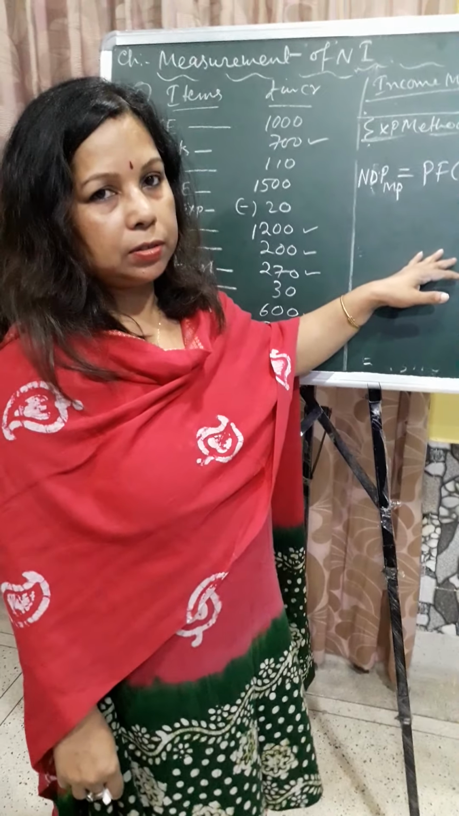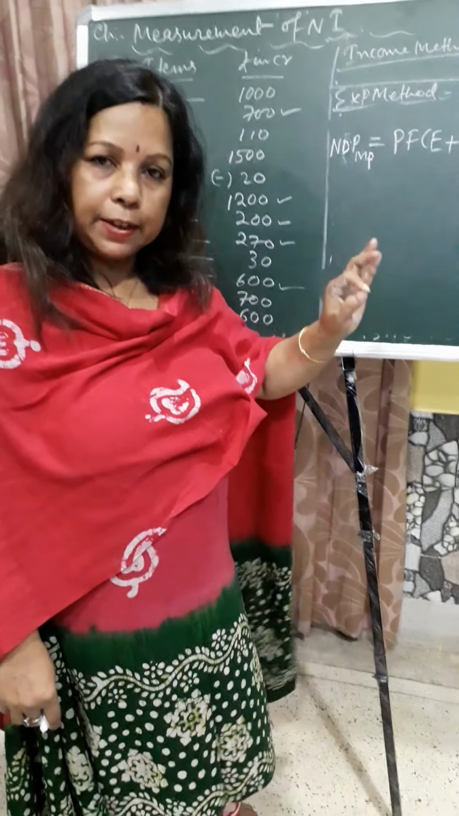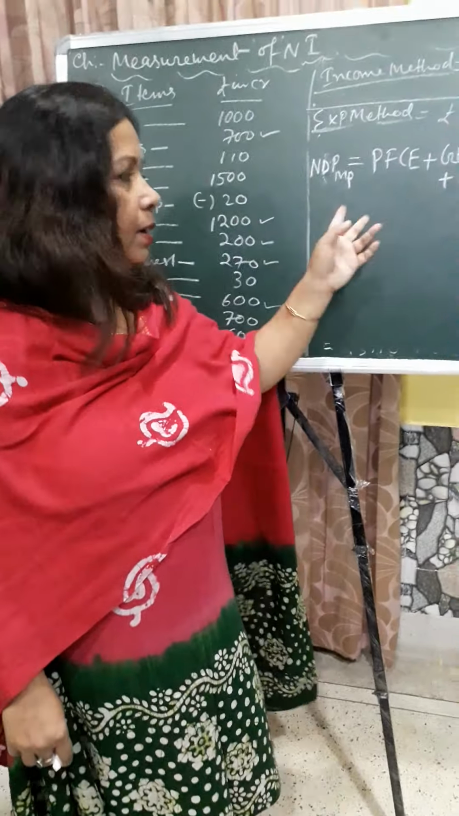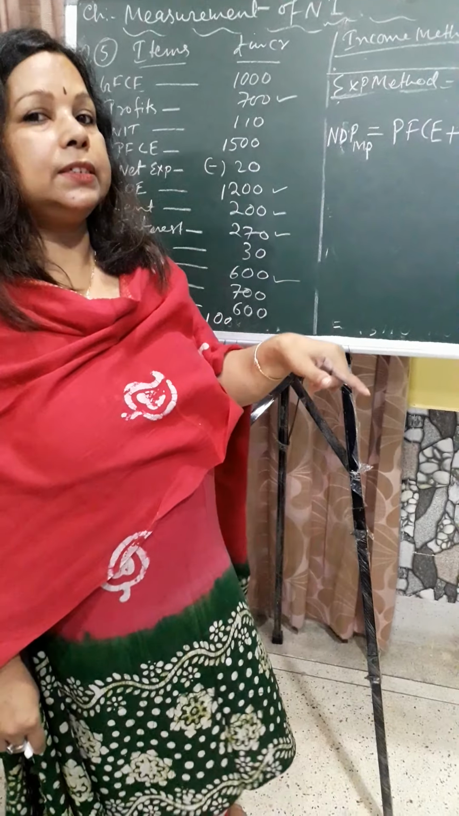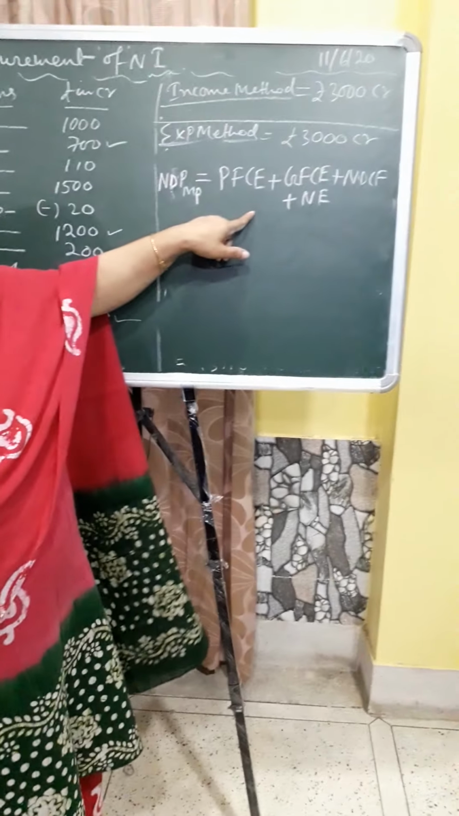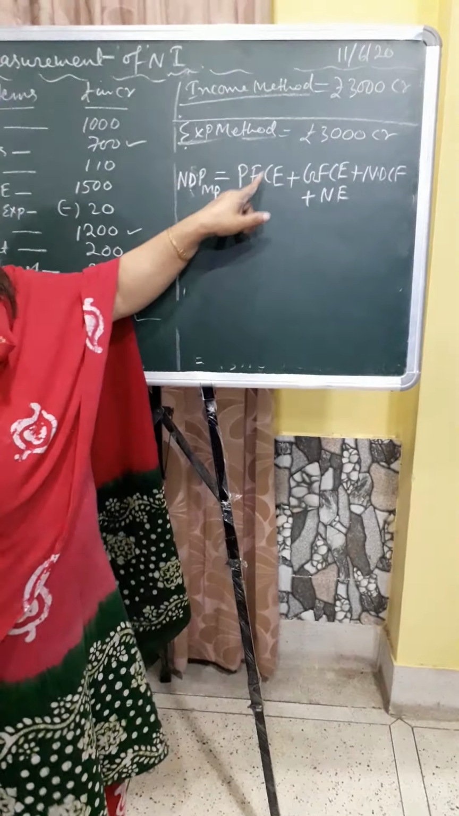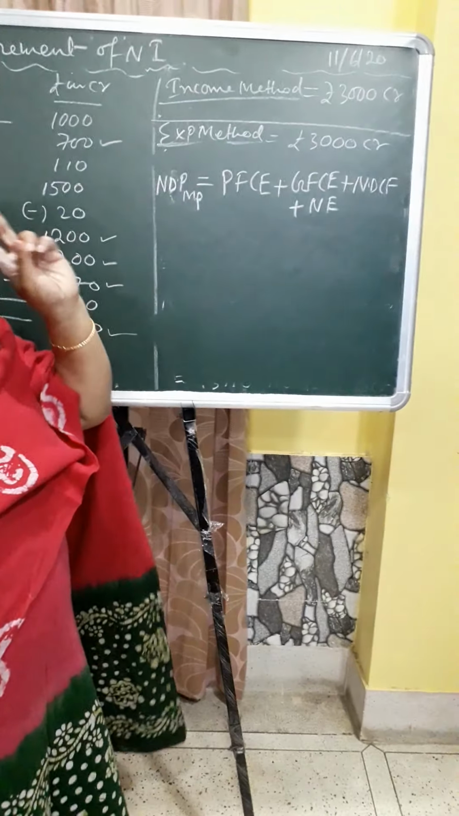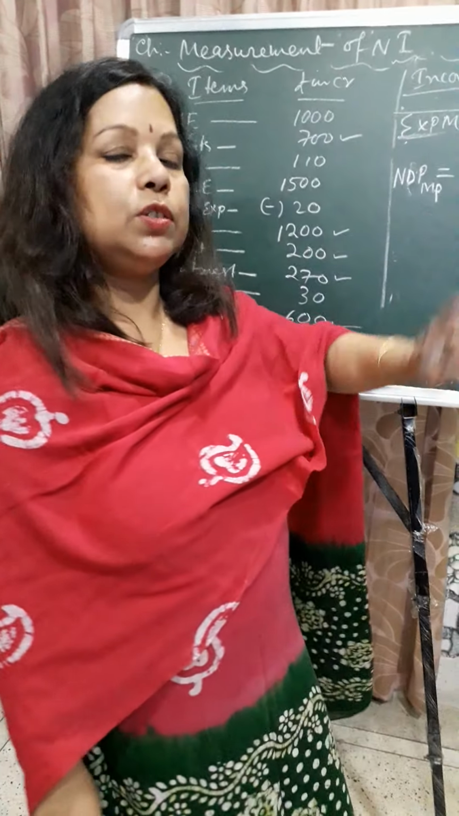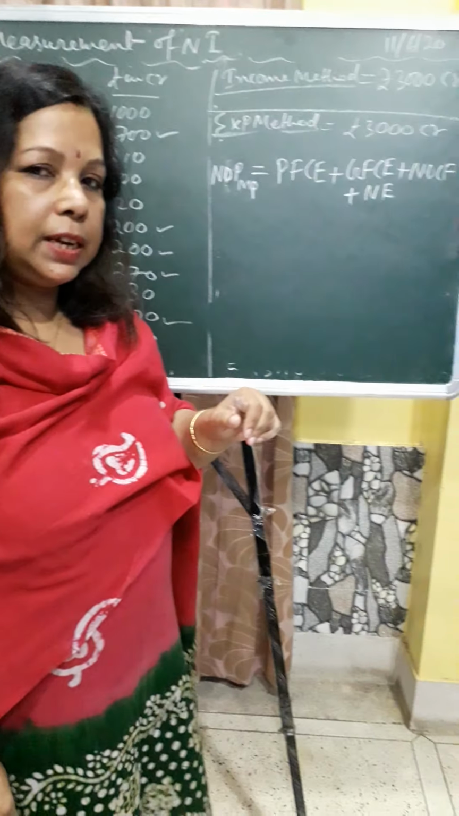Clear or not? If GDCF and NDCF are given, then from the difference between GDCF and NDCF you get depreciation. If GDCF and depreciation are not given, then in such a situation you can calculate in this way: PFCE plus GFCE plus NDCF plus net export. Then you write NDPMP, not GDPMP. So this is a very important thing in the expenditure method. These two things you have to keep in mind, then you can easily calculate the numerical.